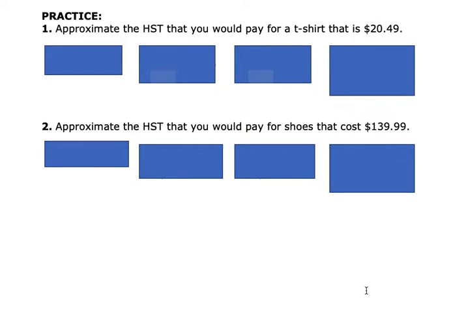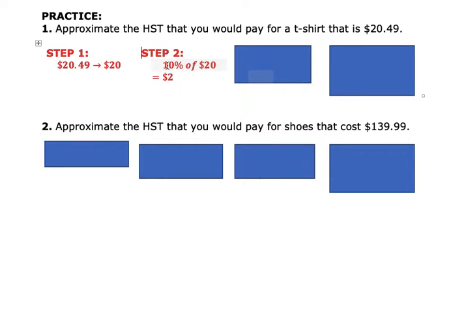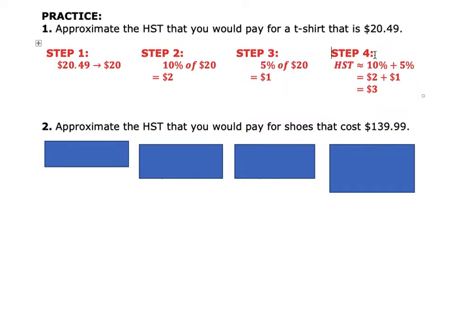So you can pause the video here to try these questions on your own. Approximate the HST that you would pay for a t-shirt that is $20.49. Rounding to a convenient amount, that's going to be $20 to the nearest dollar. And then 10% of this is moving the decimal place over one space, that's $2. And half of 10%, because we're getting 10% and 5% to approximate 13%, half of $2 is $1. And then altogether, 10% plus 5%, which is our approximate value for HST, is $3.